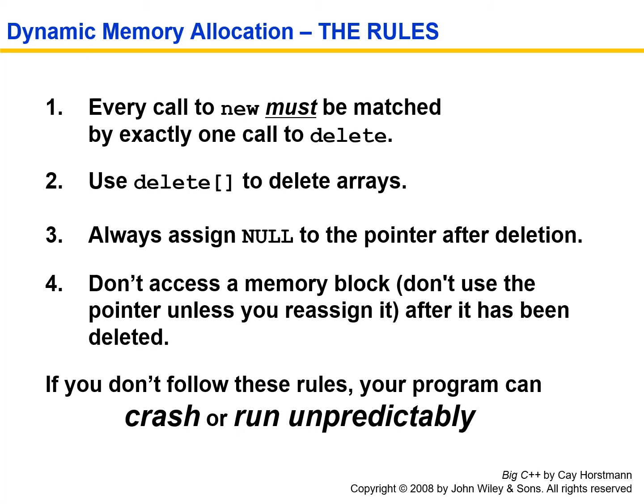So, dynamic memory allocation rules. Every call to new must be matched by a call to delete. Every call to make a new array has to be followed by delete[]. Always assign nullptr to the pointer after deletion, and don't access a memory block when you don't own it anymore. If you don't follow those rules, your program can crash or, perhaps worse, run unpredictably and give you bad output.